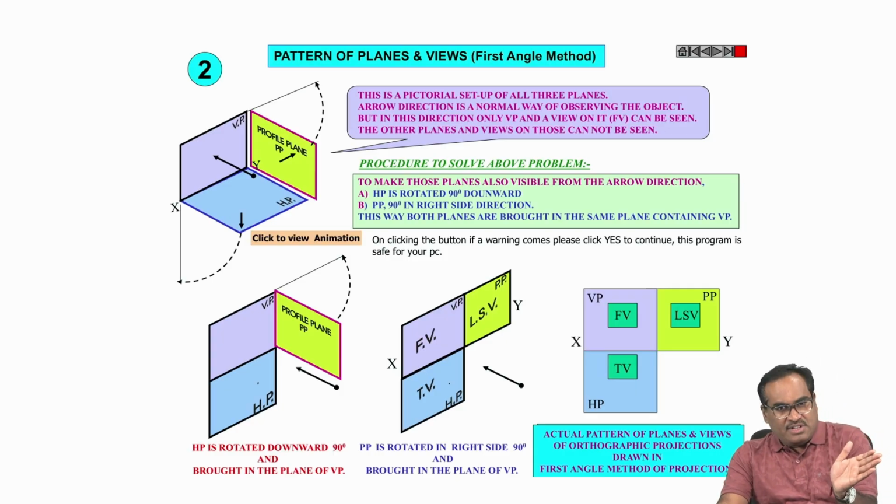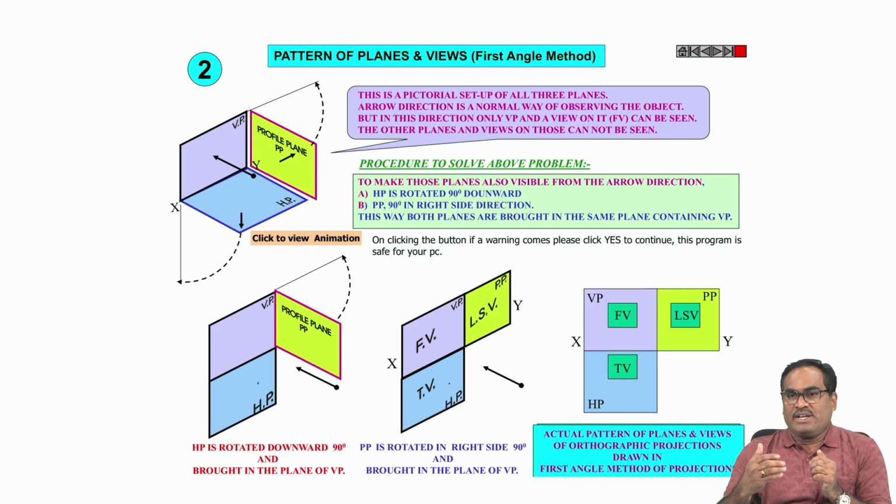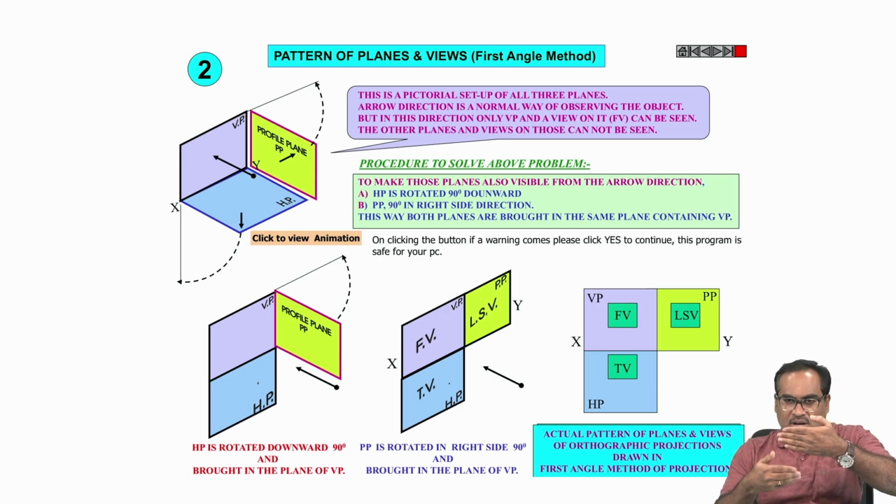I am projecting the left side view on a profile plane and rotating the profile plane like this, so that my left side view comes on the right side of the front view. And one more thing: the left side view and right side view are always associated with the front view. Front view first, below it the top view, and the side view beside it, right? So this is about the first angle projection.